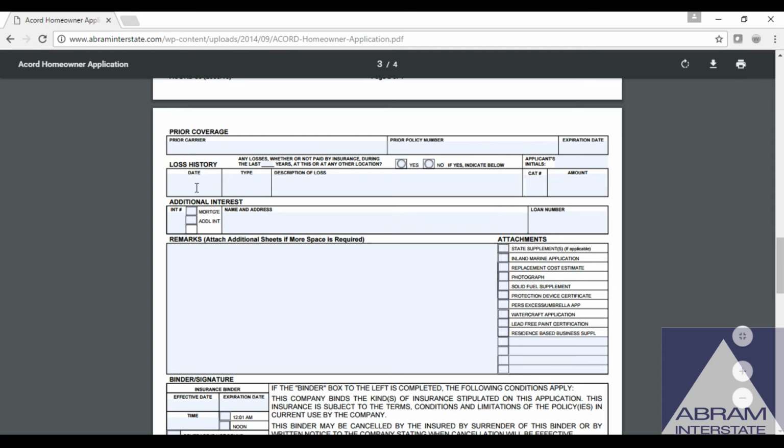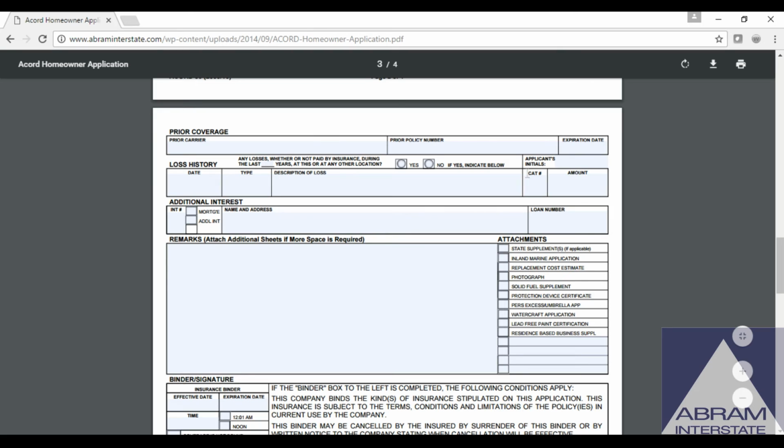Loss data. There is losses. Please be sure to enter it here in this section with the date, type of loss, meaning fire, water, theft, whatever type it was, and a description of the loss. It's best to not only describe a description of the loss, but also any steps that have been taken to prevent future losses and anything that was done to fix the claim itself. And of course, amount paid out.